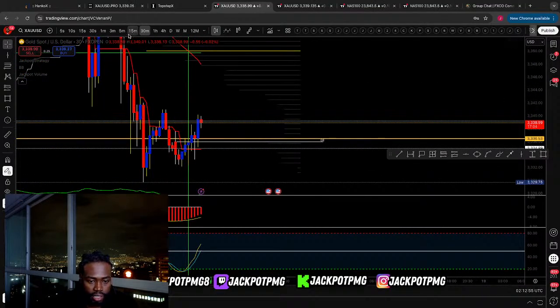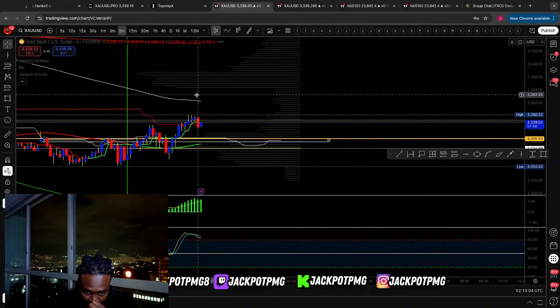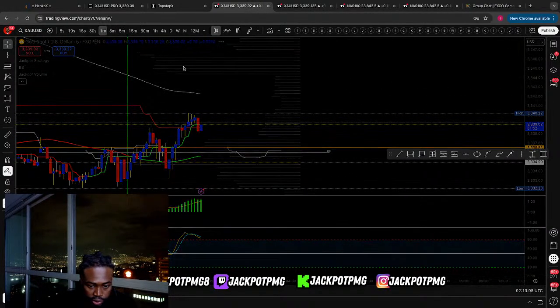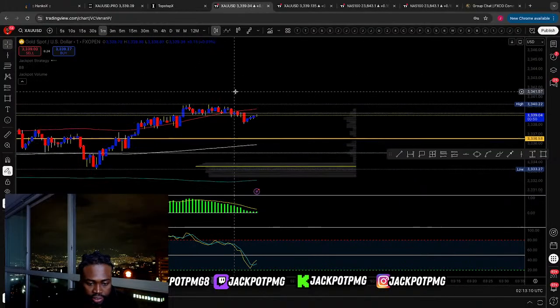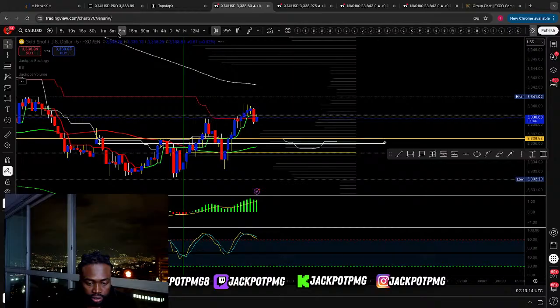So there it is right there. And I'm going to stay up for this move, man. I don't care. I think we're going to get something nice tonight. So there it is, like that. It's pushing up. Beautiful entry here. That was nice. And then right here.